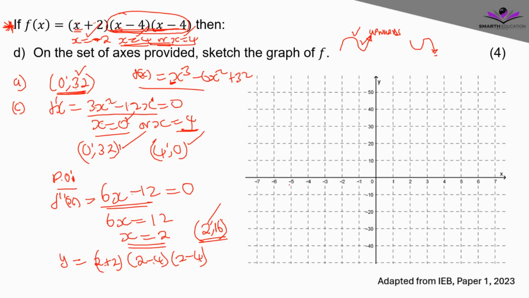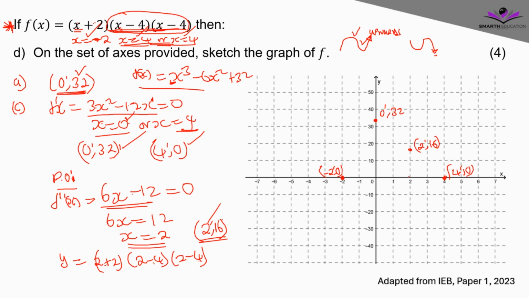Right, let's plot the points. We have negative 2, we have 4, and then we have 0, 32 should be here. This is (negative 2, 0). Indicate the critical points. Then this is (0, 32), then this is (4, 0). The point of inflection is at (2, 16), so it should be somewhere here. That is the (2, 16) point of inflection.